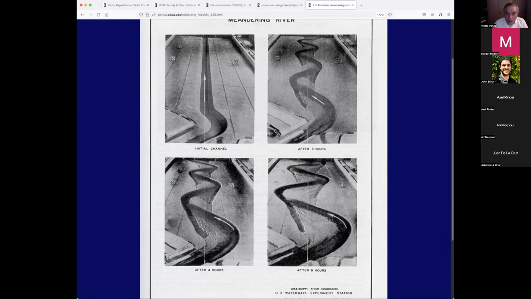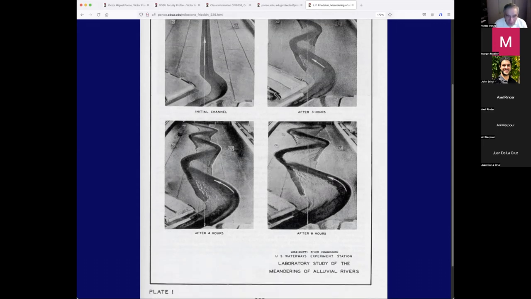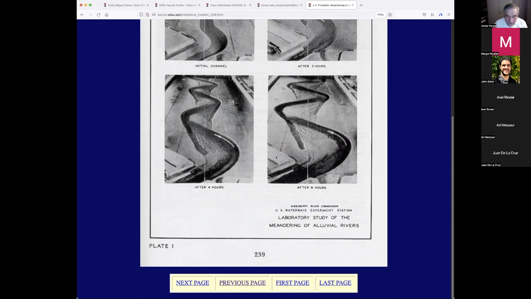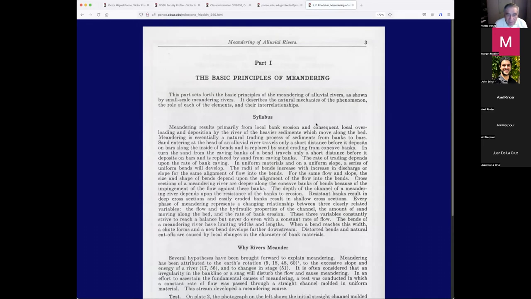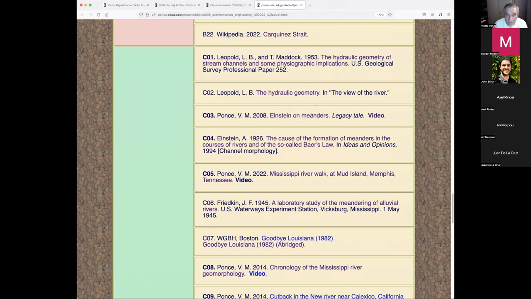As you can see here, initial channel, after 3 hours, it started changing. I'm not sure at this point, I didn't write this paper, and I have not read it completely for at least 10 or 20 years. But the point is they put a curve in here, and that caused the curve to move on, and it developed at 4 hours, 6 hours, as you can see. Go back in here. Again, we are lost in here.